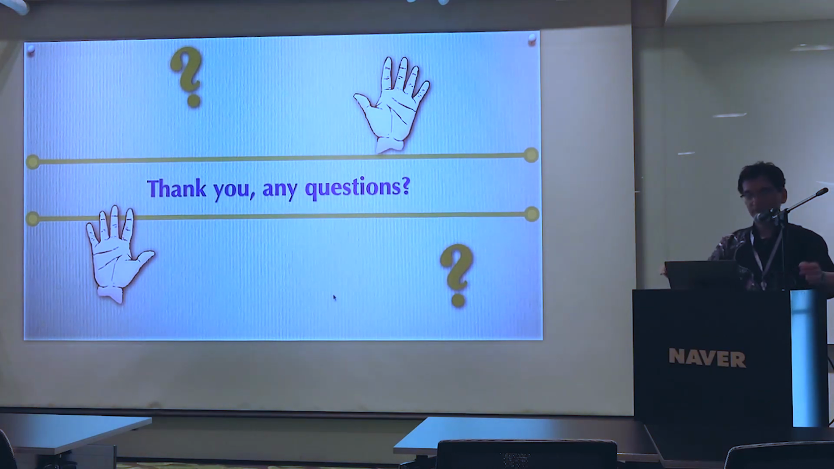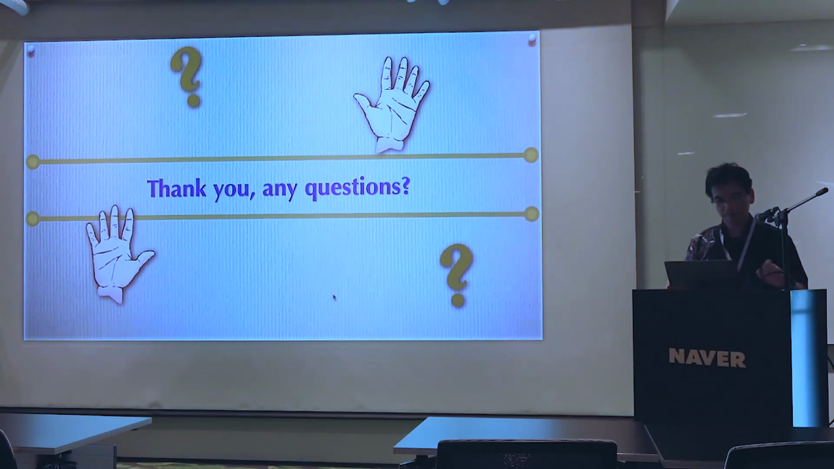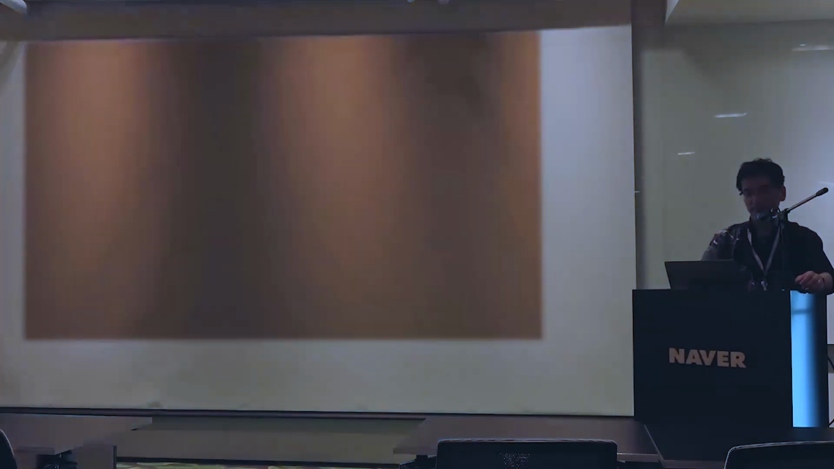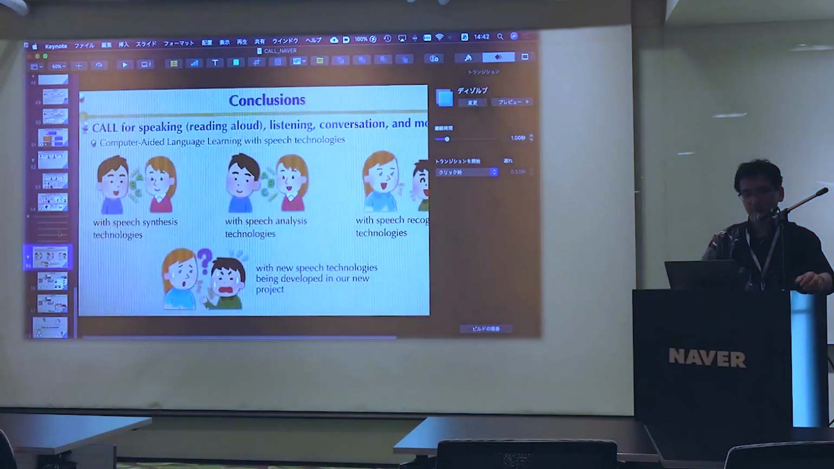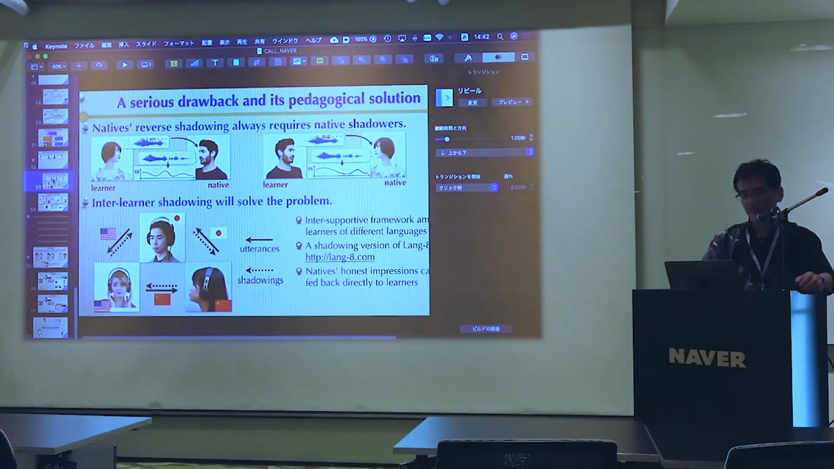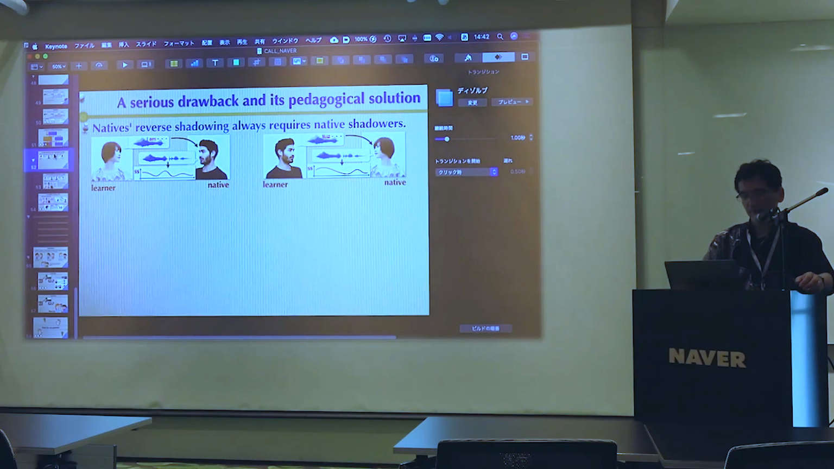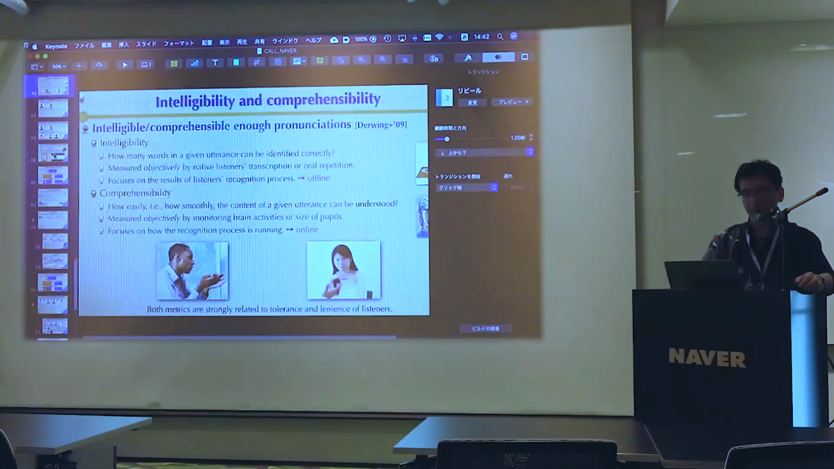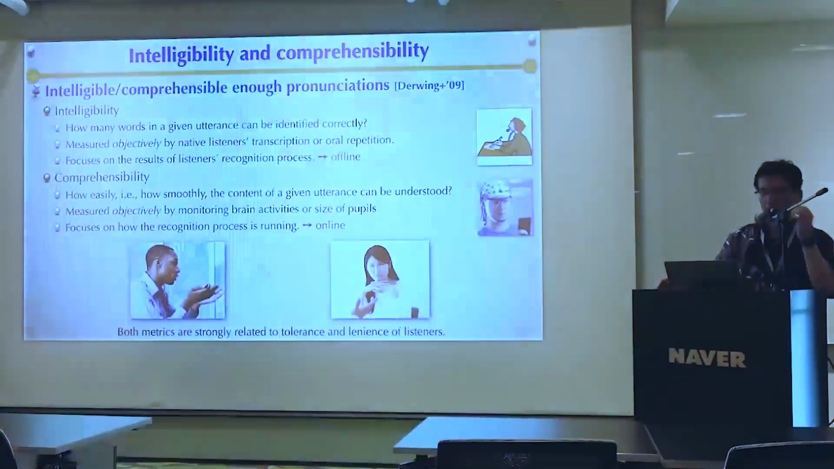I have some. First of all, thank you for your talk, and I have two questions. The first one is: you said shadowing is representative of comprehensibility, and maybe I missed the reason why. Could you explain once more why shadowing could be representative of comprehensibility?